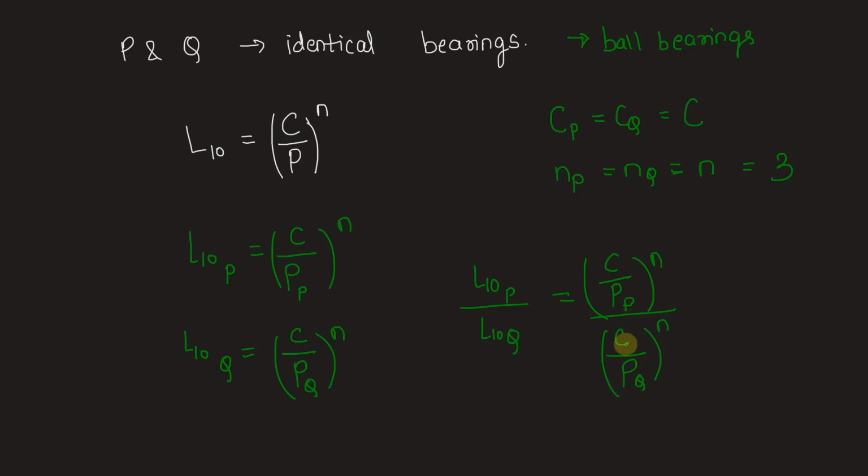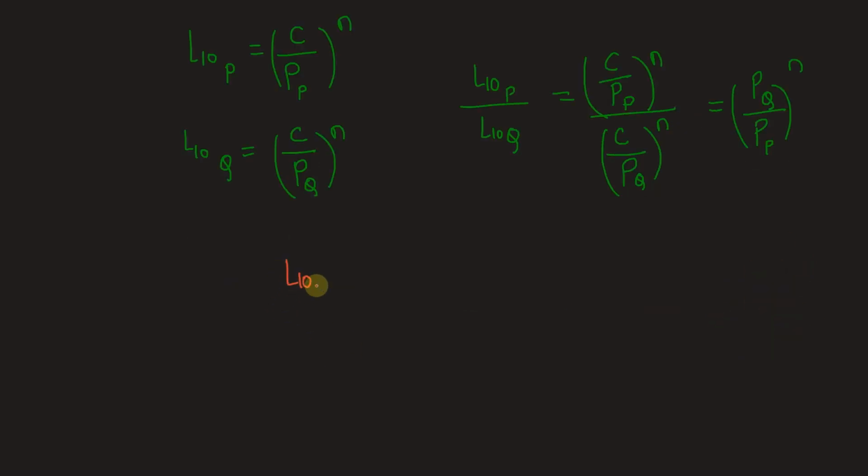Now C raised to N by C raised to N after dividing gives us 1. So what we are left with is PQ by PP raised to N. Let's substitute the values and find out the ratio. The ratio of lives L10P by L10Q is equal to the load carried by bearing Q, 45 kN, by the load carried by bearing P, 30 kN, both in the same unit. So we have 45 by 30 to the power 3.